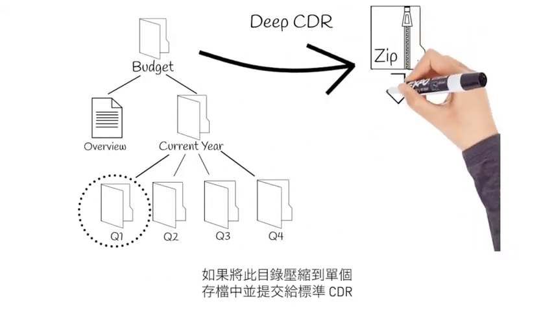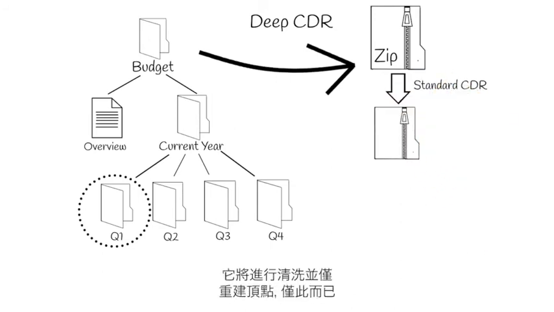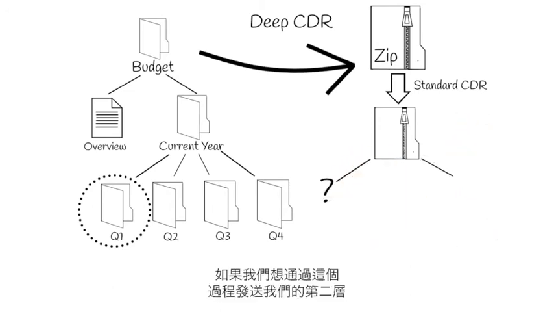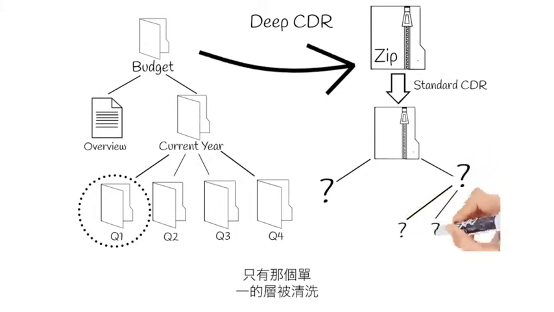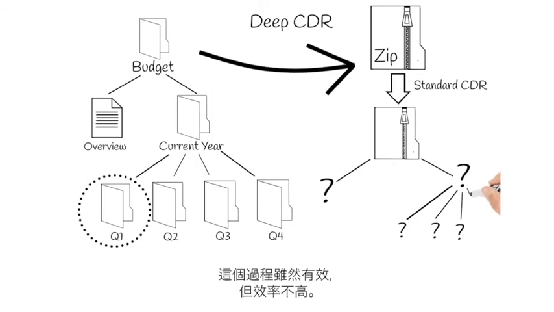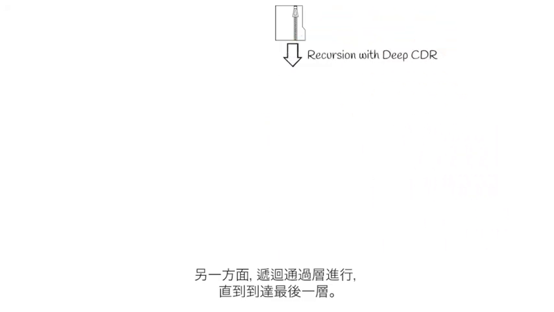If this directory were zipped into a single archive and submitted for standard CDR, it would disarm and reconstruct only the capstone, nothing more. If we want to send our second layer through the process, we must manually submit those individual components, and then again, only that single layer is scrubbed. While effective, this process is not efficient. Recursion, on the other hand, works its way through layers until reaching the last.